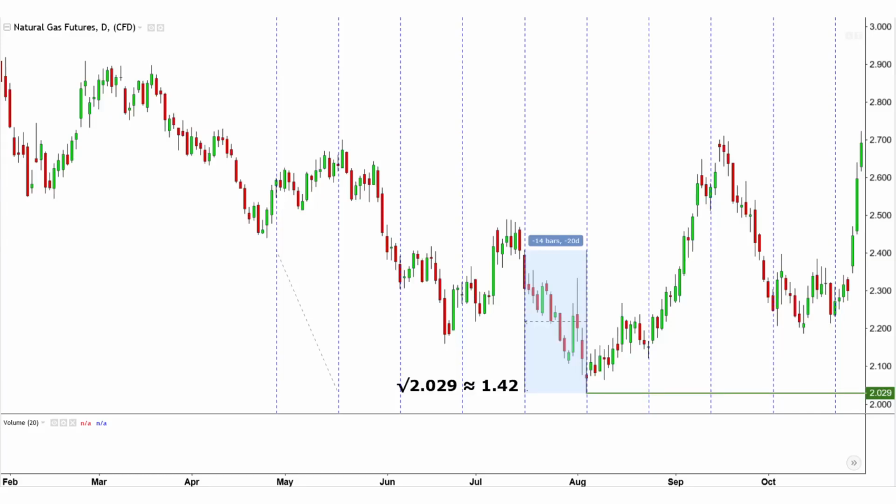A 1-bar interval would of course be useless. The 14-bar interval doesn't cover many significant features before the 2.029 low, but it does cover important features in the development of the current uptrend. This is quite common and highlights why it is preferable but not necessary to have the interval cover major features before the swing point the time interval is based on.